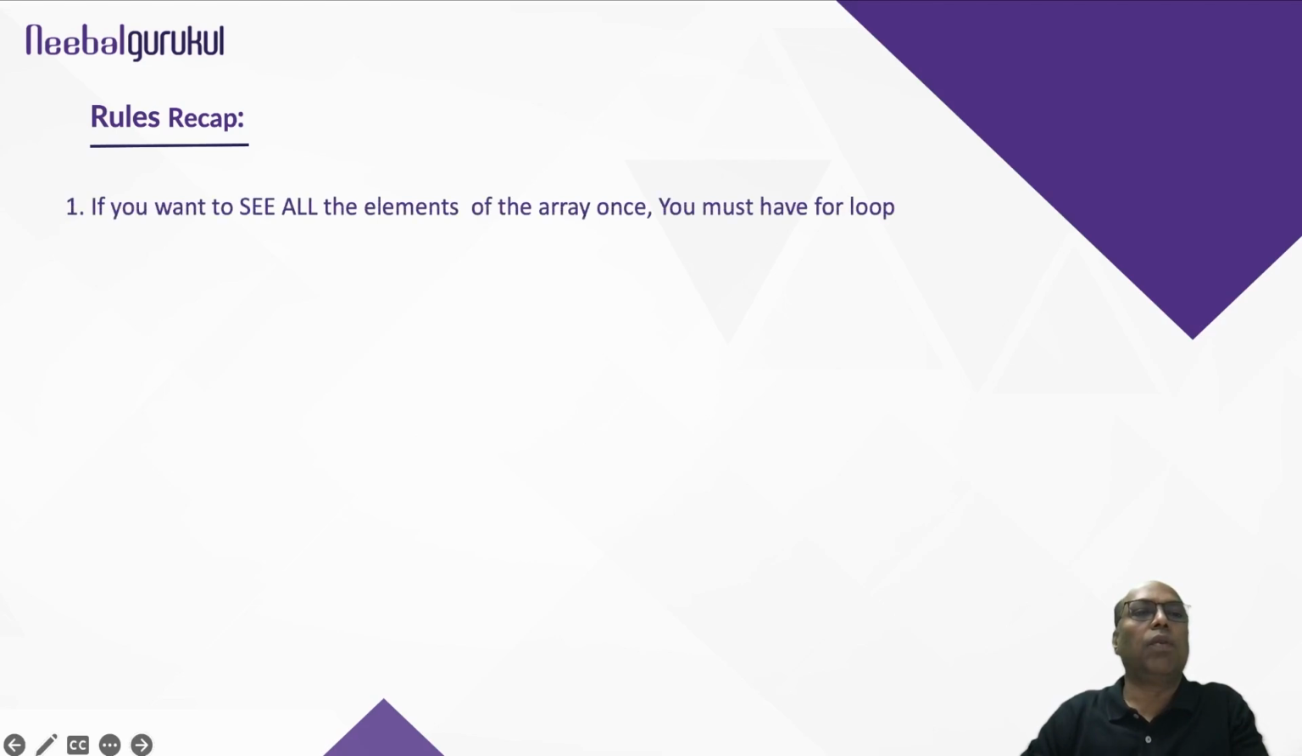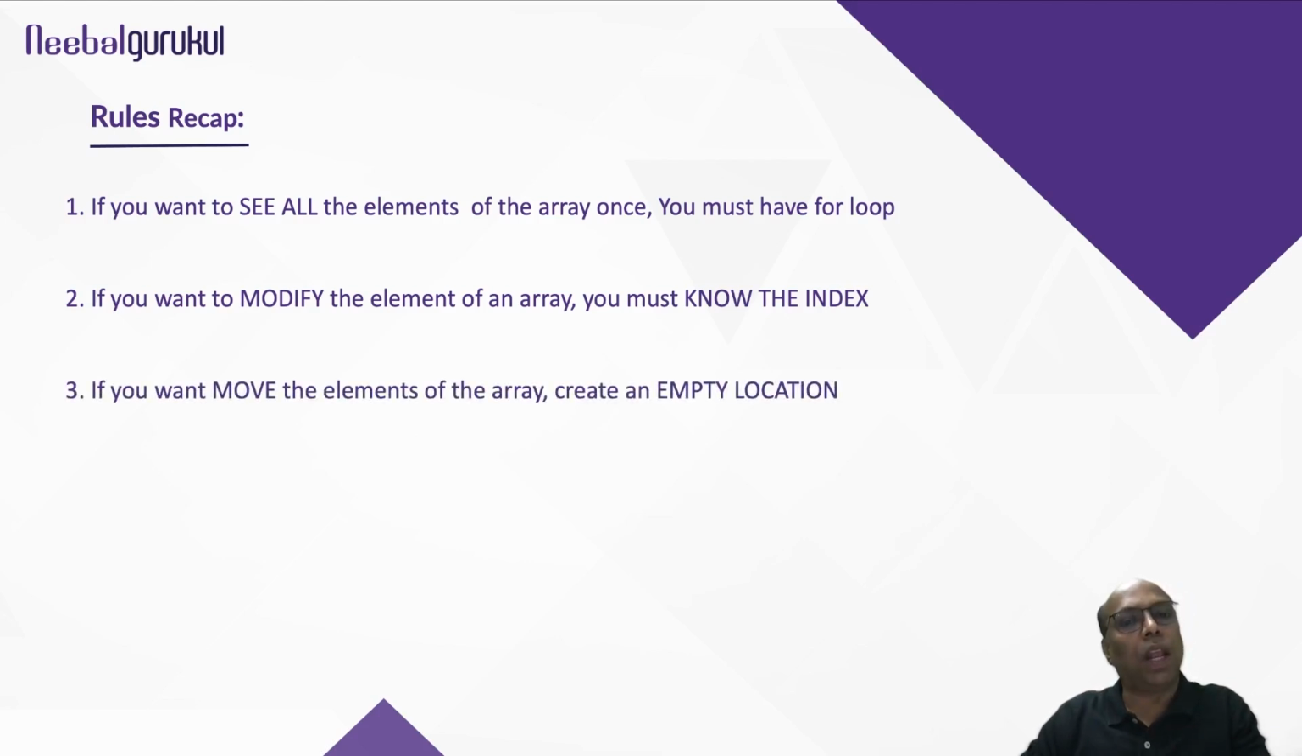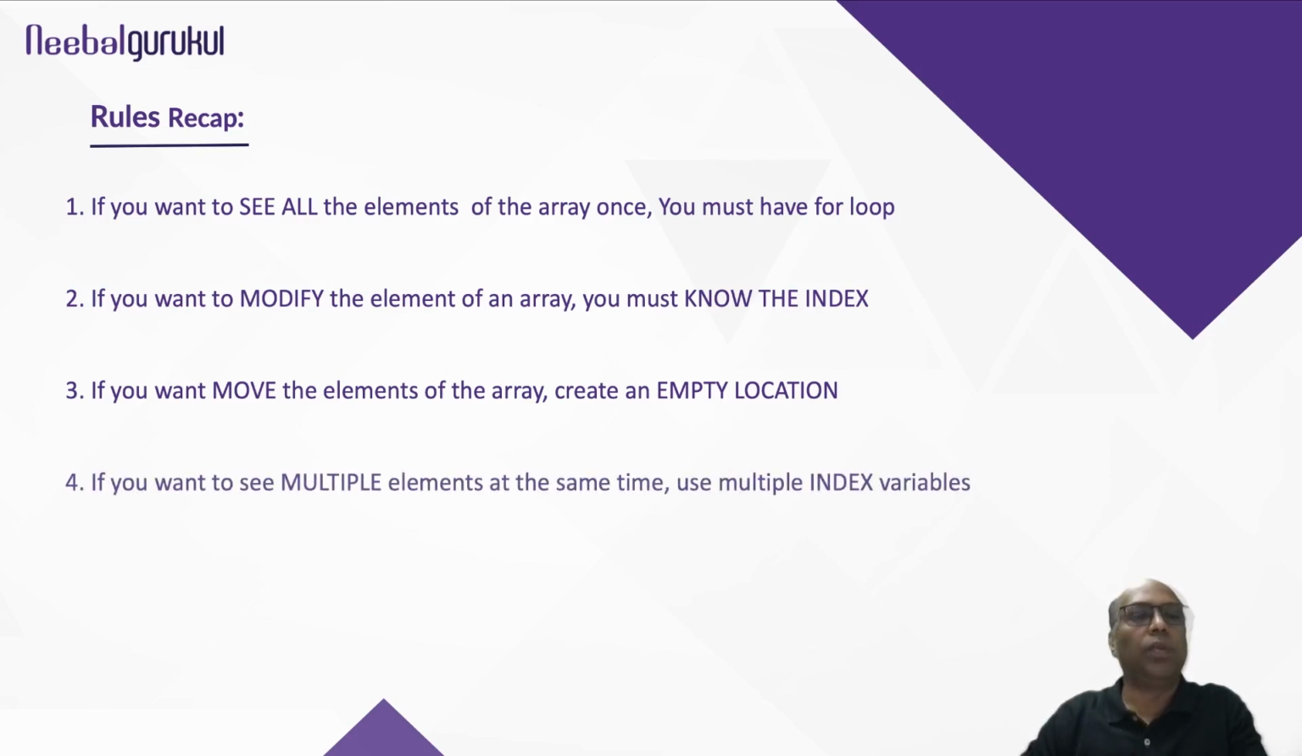The first rule we said was, if you want to see all the elements of the array once, you must have a for loop. Second, if you want to modify the elements of an array, we must know the index. Next, if you want to move the elements of the array, I need to create an empty location.